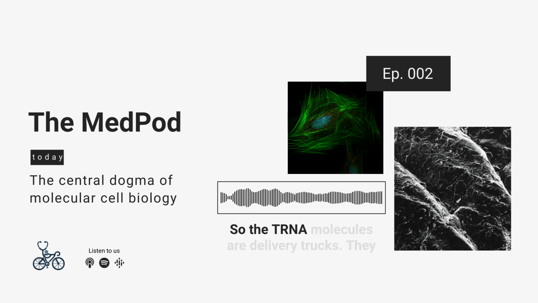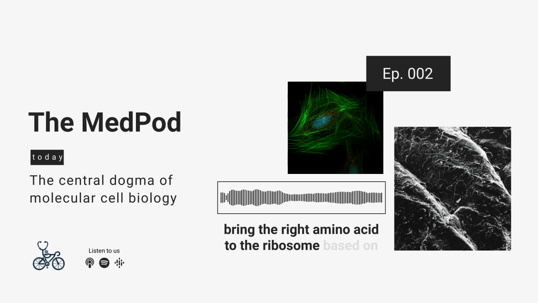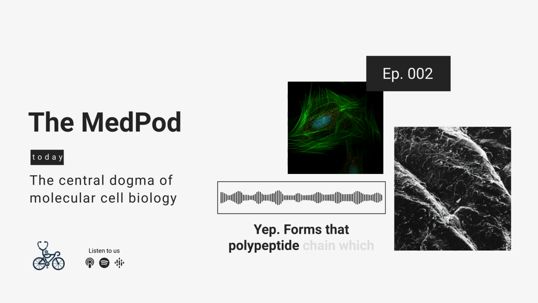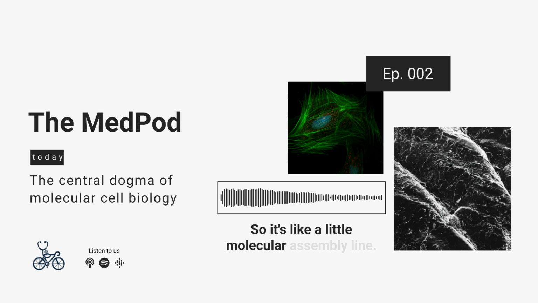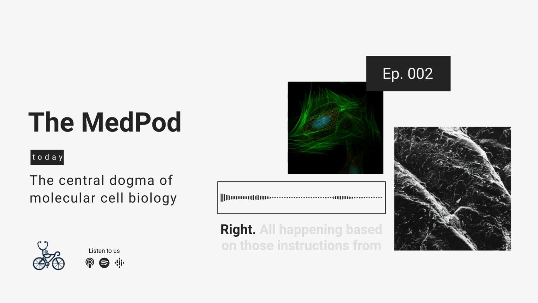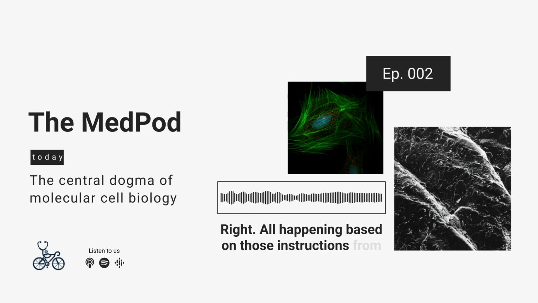So the tRNA molecules, our delivery trucks, bring the right amino acid to the ribosome based on what the codon says. And then the ribosome links them all together. Yep, it forms that polypeptide chain, which will fold up into a functional protein. So it's like a little molecular assembly line. I like that, each tRNA bringing the next part. Right, all happening based on those instructions from the DNA.